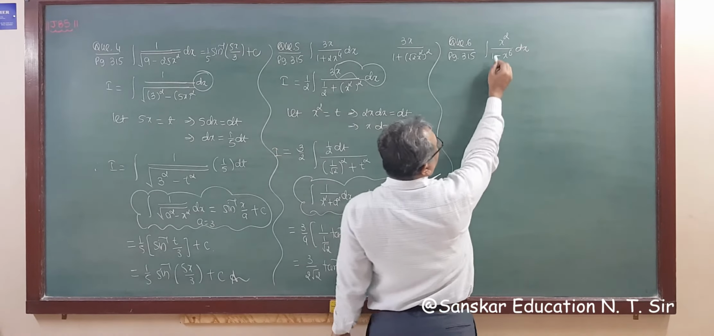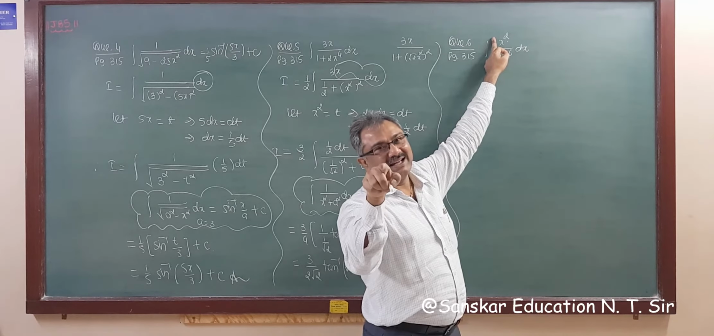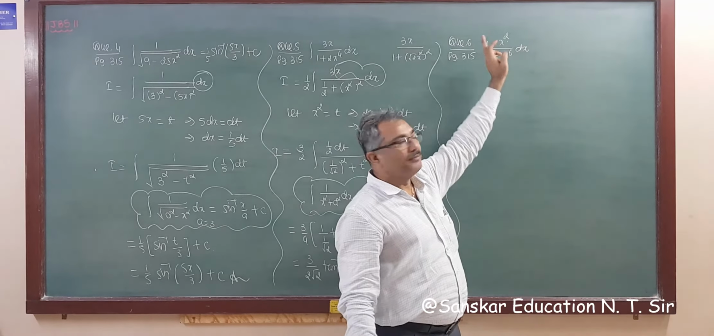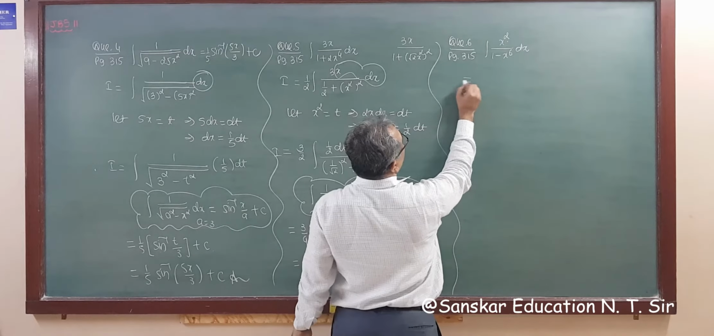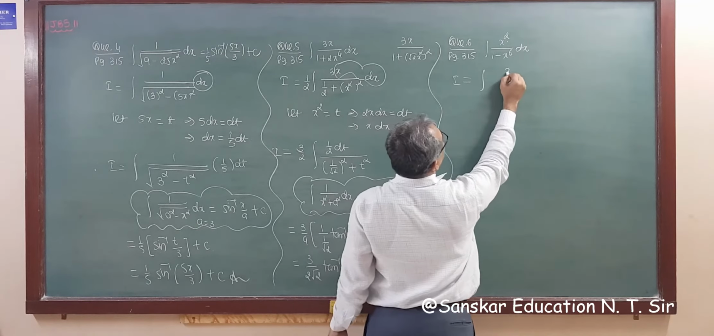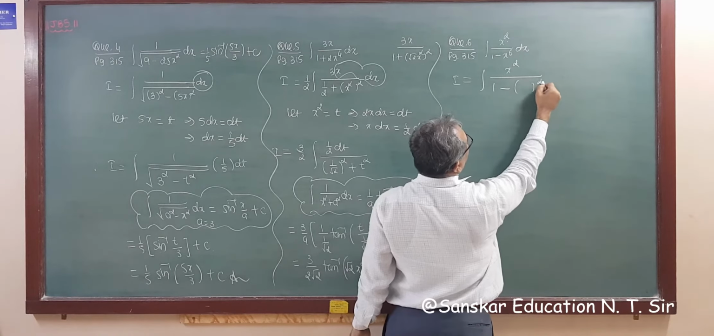So here is x square. That means x square is the derivative of x cube. If x cube is there, then you will get x square after differentiating, so we need x square here. Also, another hint: we need something square. So I am writing I is equal to integration x square whole upon 1 minus something square into dx.